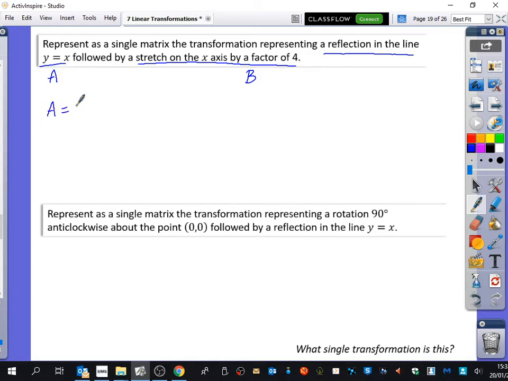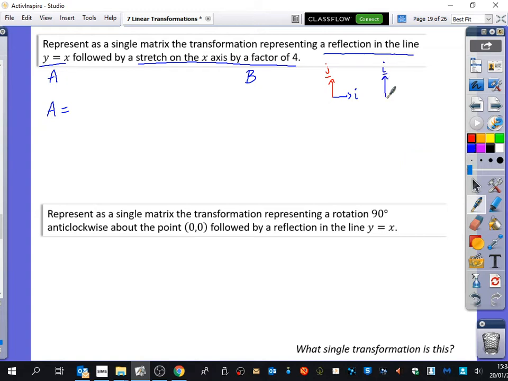So what is the matrix that's going to represent a reflection in the line y equals x? What would you recommend me doing? The drawing them. Okay, so what I think I used blue as I hat. So we've got I hat here. And we've got J hat here. If it's a reflection, what happens to these? They swap.